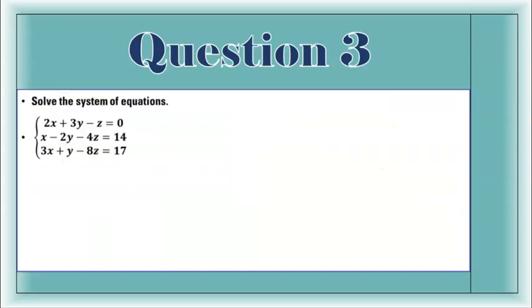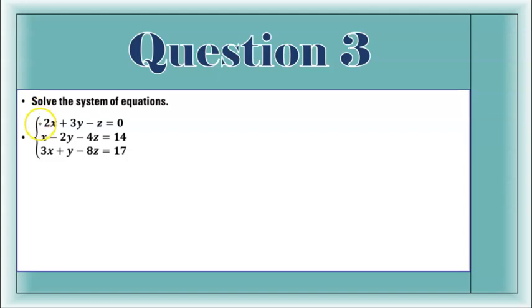Question 3. Solve the system of equations. So we have 3 equations, 3 variables. We need to find all of them, and we're going to use elimination. So if I look at my equations and my variables, I think I'm going to try to eliminate the x's. Now it doesn't matter which variable you use to eliminate. I'm just going to choose the x's.